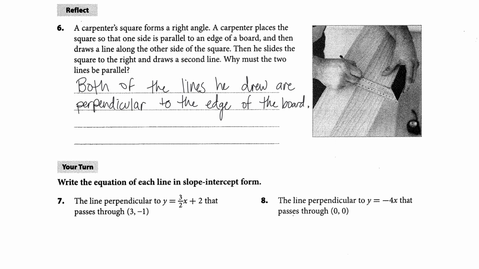Now we're going to get into more specifics. These are considered coplanar lines, meaning that they're on the same plane. And it says if two coplanar lines are perpendicular to the same line, then the two lines are parallel to each other. So since they're both perpendicular to the board, then the two lines he drew are parallel to each other.